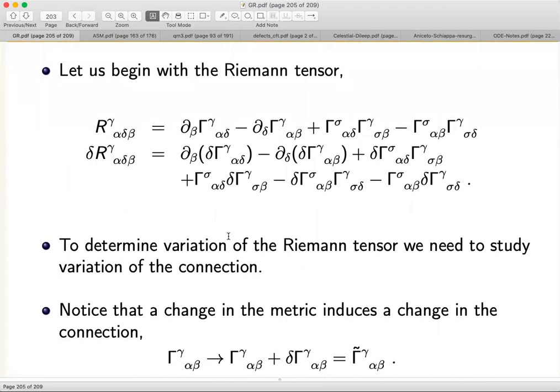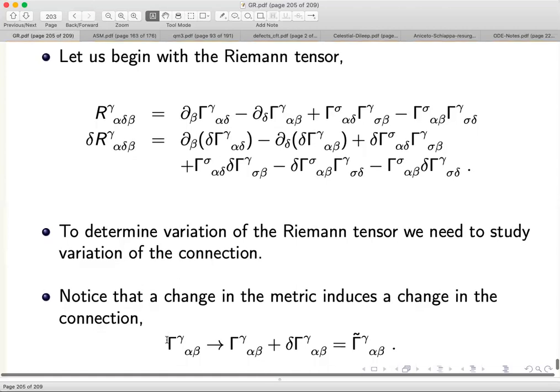Suppose you do a variation of the connection, then what does that mean? That means you take the original connection, gamma^alpha_{beta gamma}, and you replace that by gamma plus delta gamma. Let's call that new connection gamma tilde. Now remember that both gamma and gamma tilde are connections, so they transform inhomogeneously, but the inhomogeneous part of the transformation for both gamma and gamma tilde is the same.